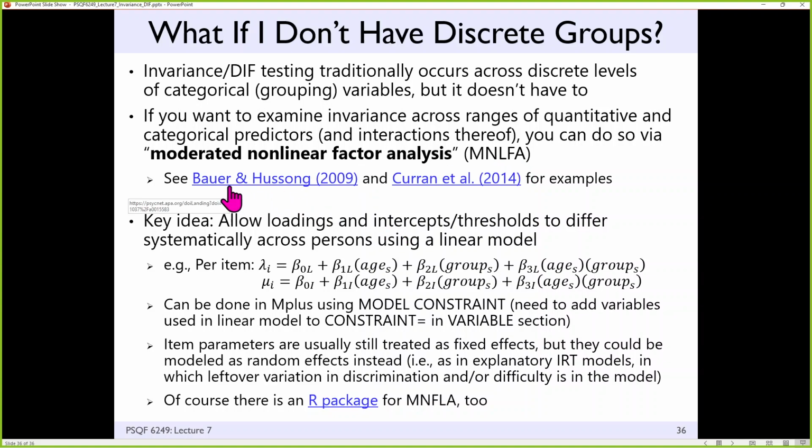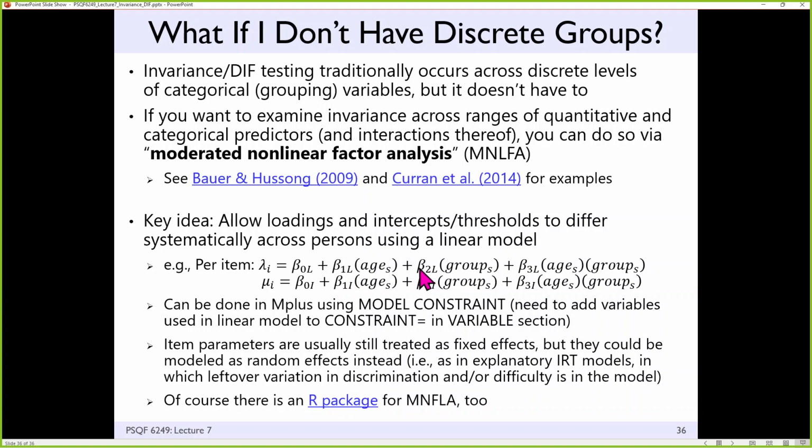Dan Bauer is the creator of this, and here's a couple papers with him and his colleagues on it. Basically, the idea is that rather than have multiple groups and say, I have this loading or that one, you can build a linear model for each of the measurement model parameters and then estimate the contribution of continuous predictors or discrete predictors to that linear model.